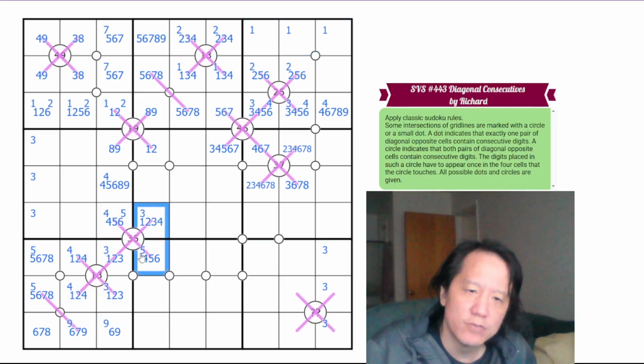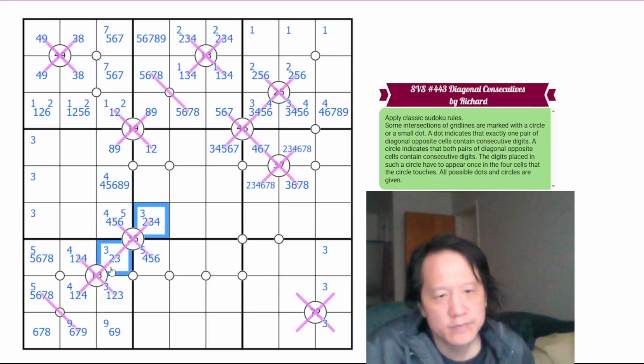There's no way this could be 1. If this is 1, it's only consecutive with 2, and we know 3 is on the diagonal.